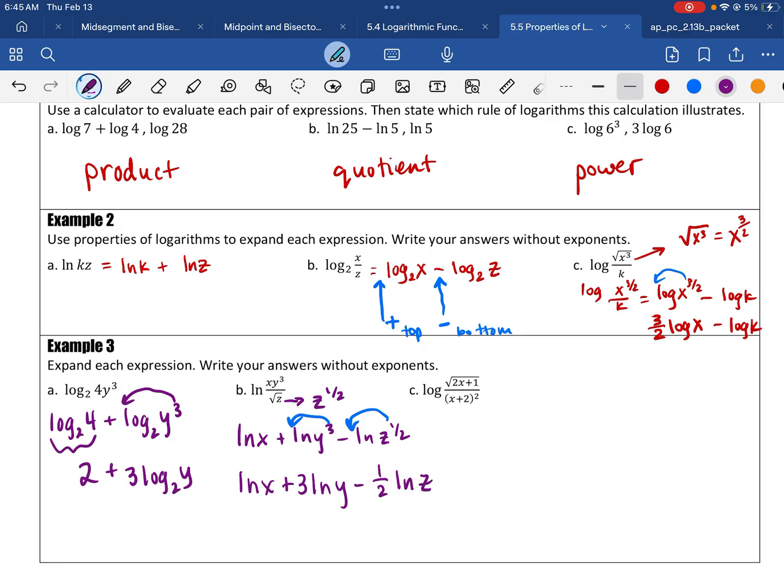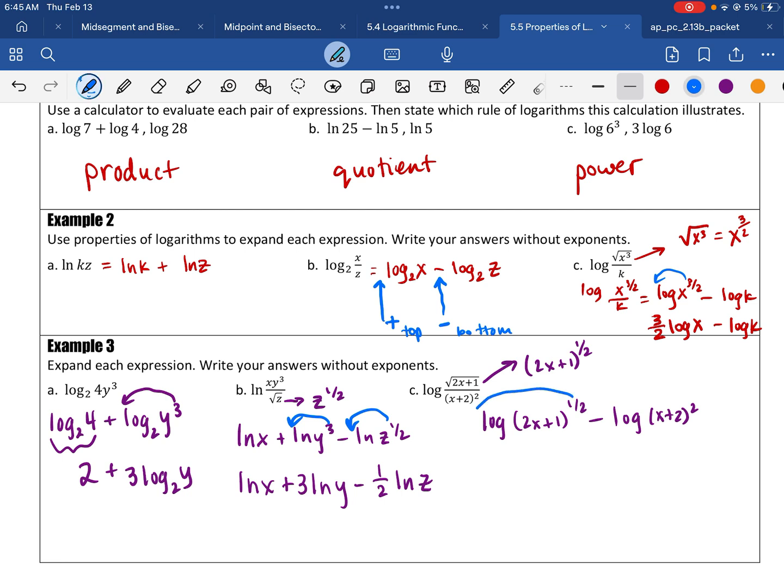Okay, C looks a little bit different, but just because it's got 2x plus 1 and x plus 2 being raised to the powers or the square root, it doesn't matter. That's just going to be what goes into the log. So square root of 2x plus 1 is actually 2x plus 1 to the 1/2. So I'm going to write it like that. Log of 2x plus 1 to the 1/2 minus, because it's a fraction, log of x plus 2 squared.